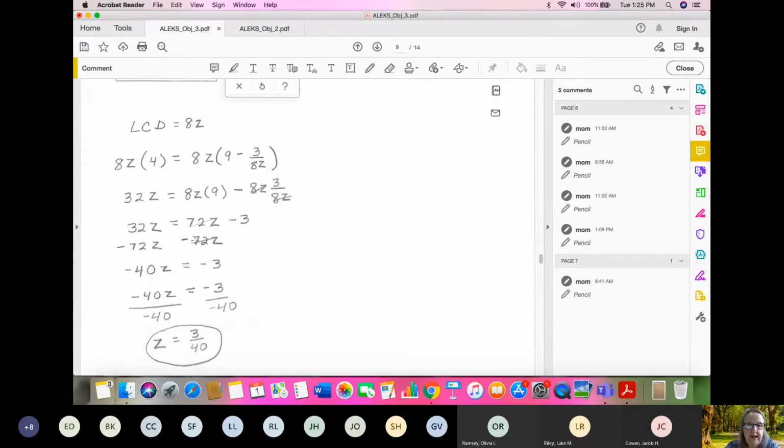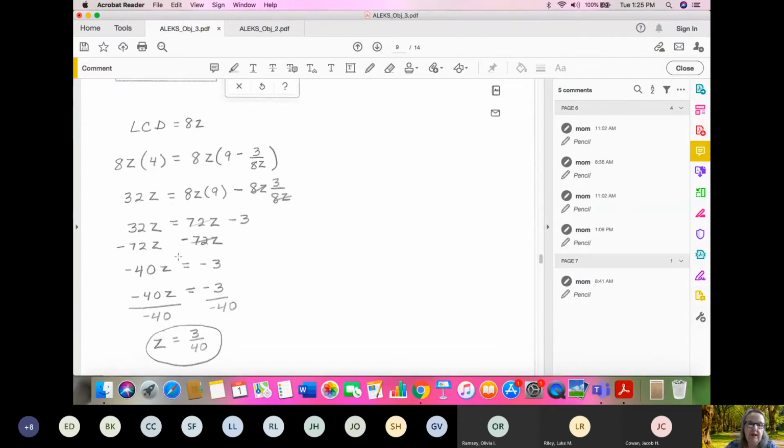So what do we have here? 8 times 9 is 72z minus 3. Now we have a linear equation, because the understood exponents are 1. So it's a linear equation, which are pretty easy to solve. So we want to move, and how you go about this, some of you may do it a different way. You might be moving to this side or that side.